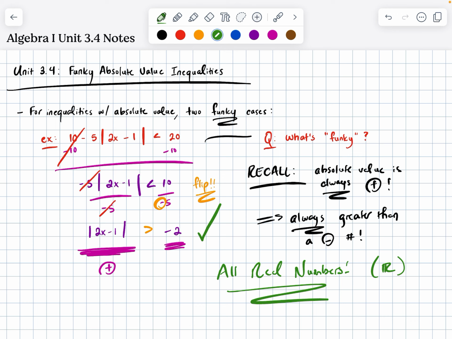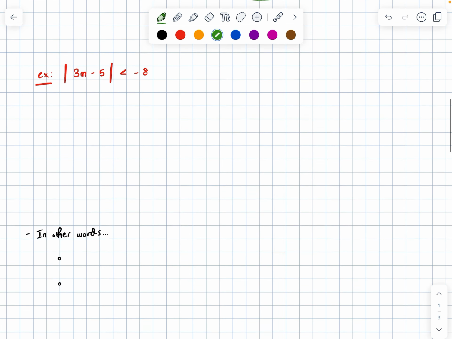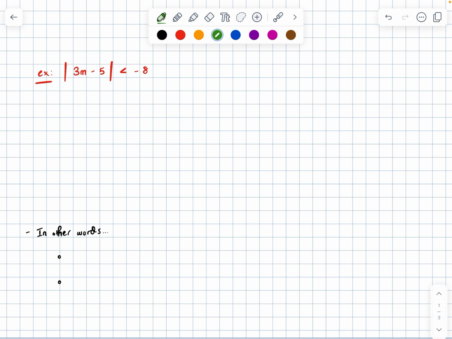What do you think is going to come next? Well, let's see. The absolute value of 3m minus 5 is less than negative 8. So the same idea here, right? I've set us up nicely. We don't have to do anything to get the absolute value by itself. What do you know about absolute value? What is this statement saying to you, and how can you use it to make sense of the solution set of this inequality? Take 30 seconds, pause the video, take a risk, take a chance, who cares? What do you think?